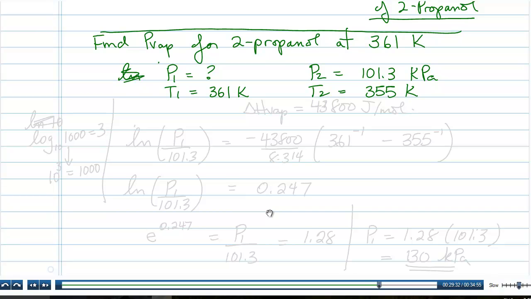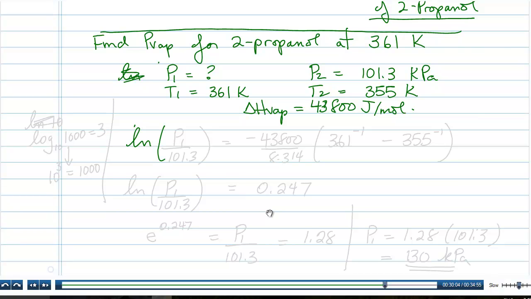Now, you could easily switch these and let P1 be the 101.3 and T1 be the 355, then P2 would be the thing we're solving for, and T2 would be 361. It doesn't matter which you call which. And of course, we still need delta H vap, and we still need it as the 43,800 joules per mole. So we'll substitute everything into the 2-point Clausius Clapeyron equation.